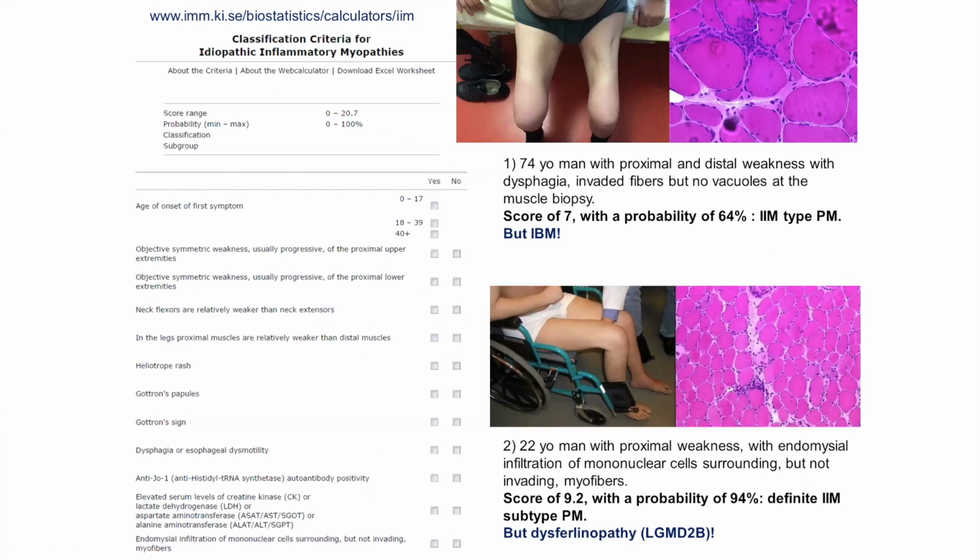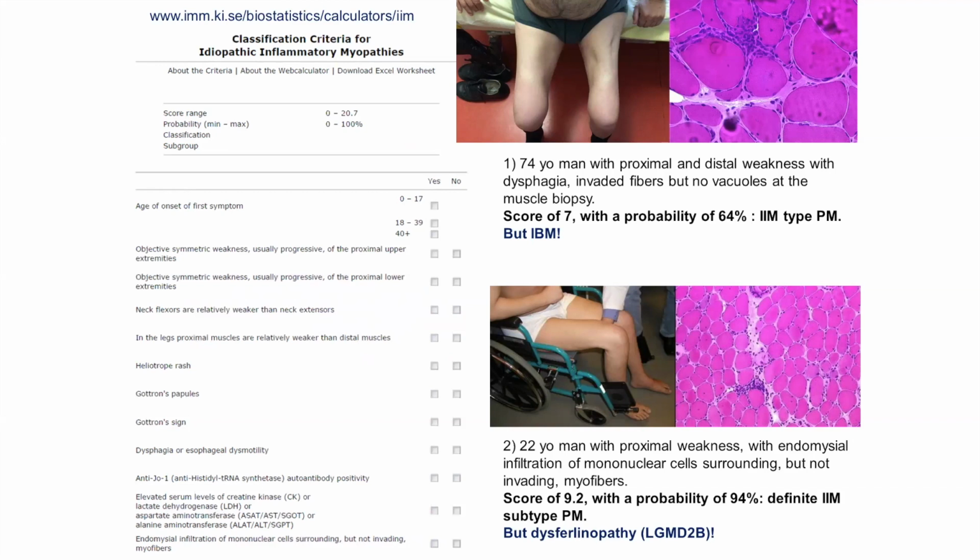And because it is modern, you can also have the help of an algorithm online, and you just have to log on this website, and you answer these 13 different questions, and that gives you a probability to have one of these 3 subgroups, dermato, poly, or IBM, or to not have a myositis. So we play the game, and it's an ongoing work in my team.